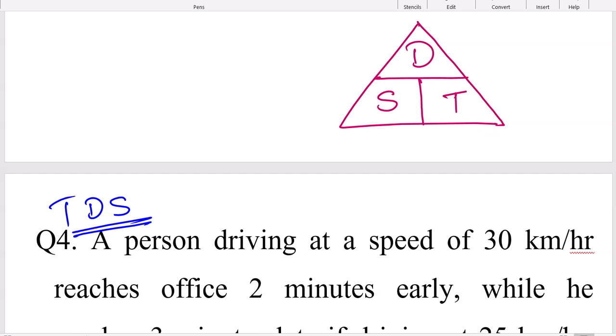DST. You close D. S and T are in the same layer or different layers? Same layer means product: distance equals speed into time. Now close S. D and T are in different layers, so speed equals distance by time. Now close T. D and S are in different layers, so time is equal to distance by speed. Worst case you can use this.